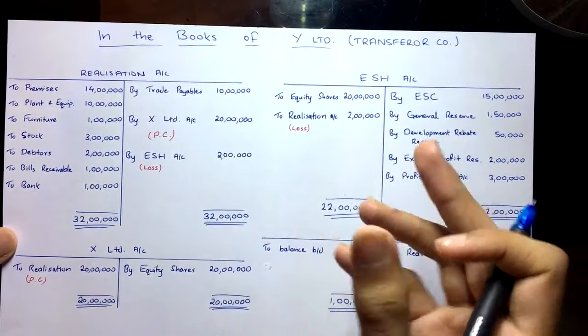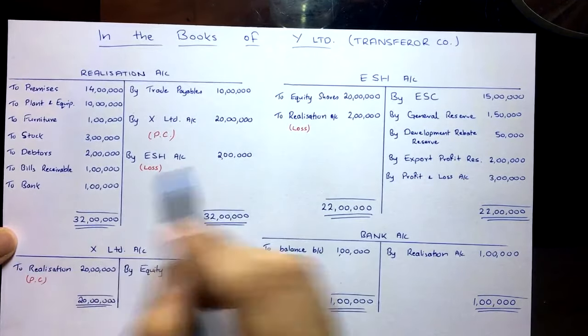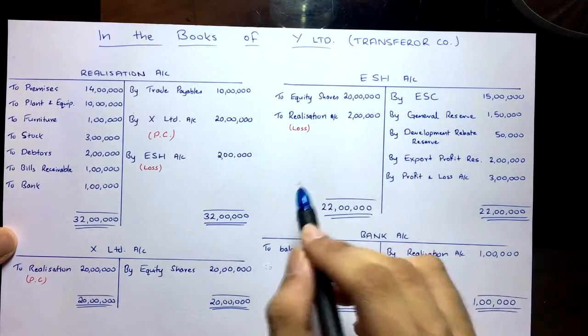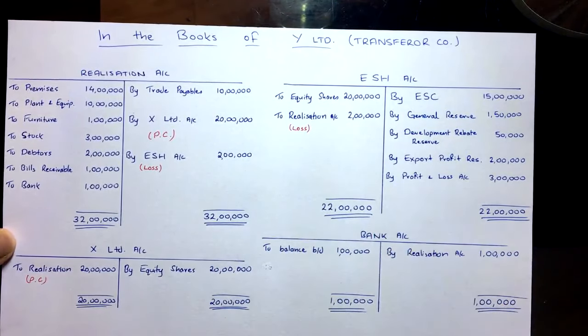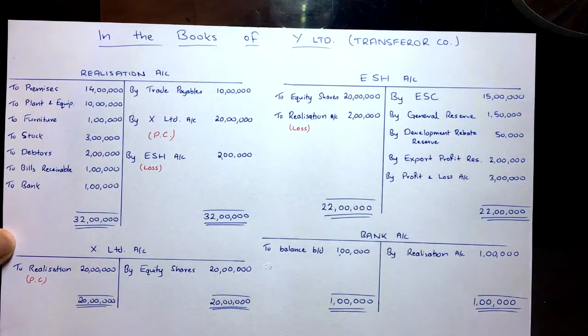To equity shares, to debentures, to cash, to bonds, whatever is given. Yeah. And then take the balance from the realization account, whatever profit or loss, to the equity shareholder account. Yeah. And then if any balancing figure comes on the debit or credit side, it would hit the bank account. It will come to cash or by cash balancing figure. Okay, so that's how you have to do.